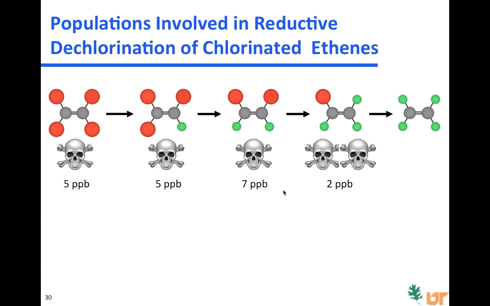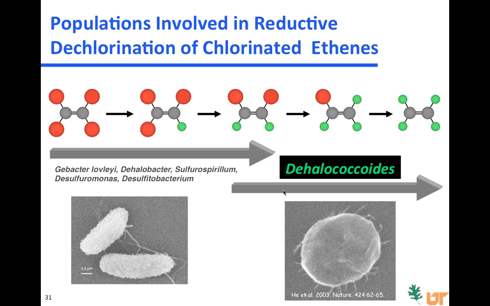Shown in the next slide is the reason why: dichloroethenes and vinyl chloride are still toxic. Actually, the MCL, the maximum contaminant level set by the EPA, is only 2 ppb for vinyl chloride, lower than for the other chlorinated ethenes. So the question was, how can microbiology catalyze the last two reductive dechlorination steps? And in the next slide is the solution.